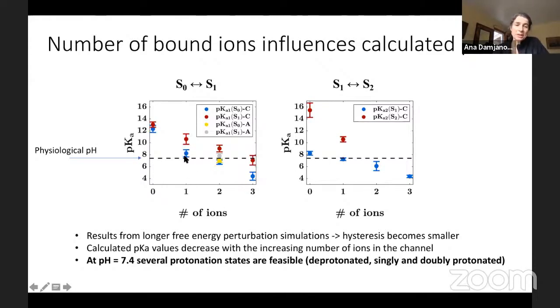With 1 ion in the channel, you definitely also get singly protonated, and you can also get doubly protonated. With 2 ions in the channel, you can get both singly and doubly protonated a little bit, and 0, 1, and 2. And then with 3 ions, you mostly get the fully deprotonated, 0 state. So in conclusion, at pH 7.4, the physiological pH which we're looking at here, the deprotonated, singly and doubly protonated states are all feasible.